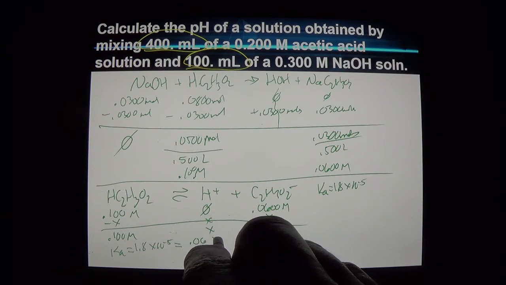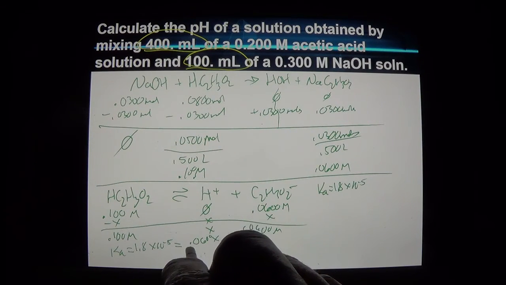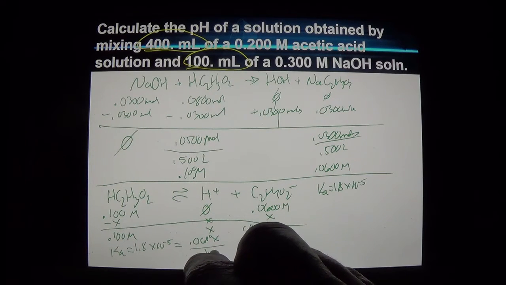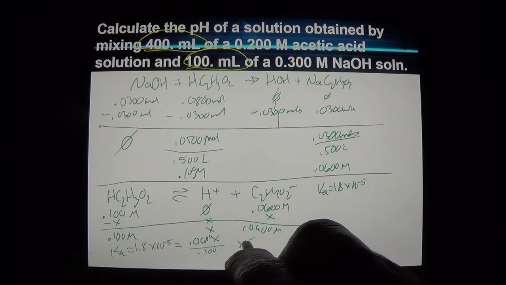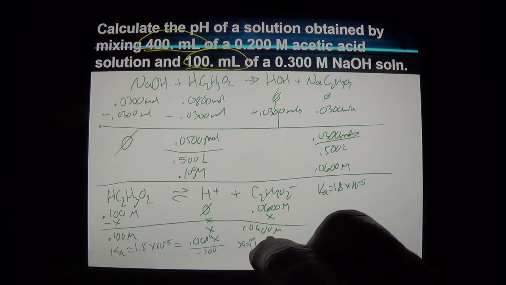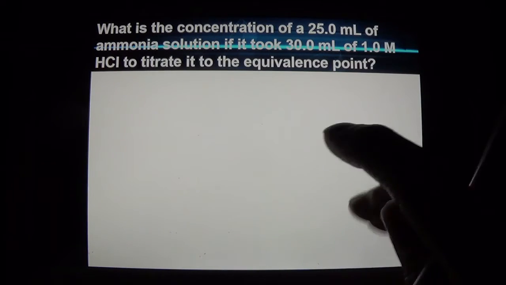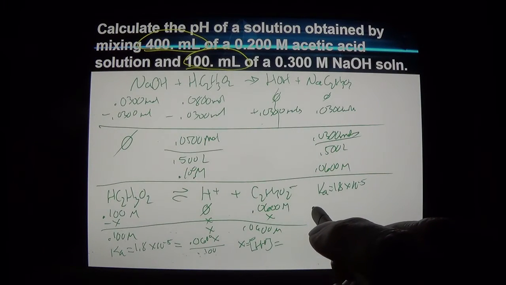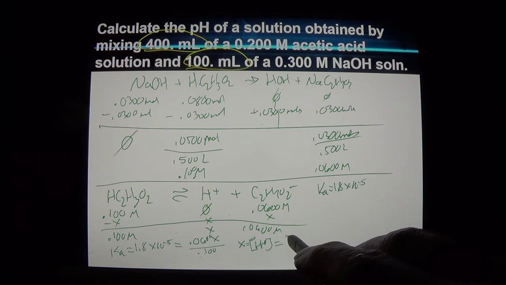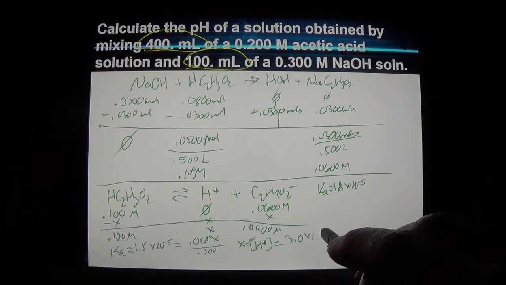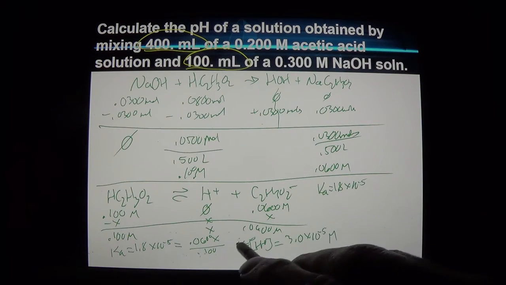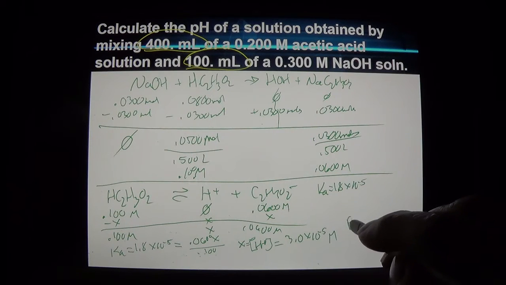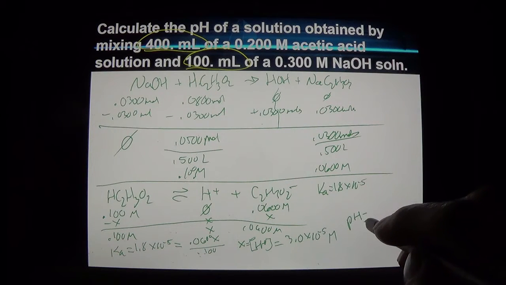0.0600x divided by 0.100. Those are both molarities, but that cancels. And X, which is the concentration of H plus, is 3.0 times 10 to the minus 5 molarity. Okay, so that's the H plus ions that I have, and so my pH is the negative log of that, and when I stick that into a calculator I get 4.52.